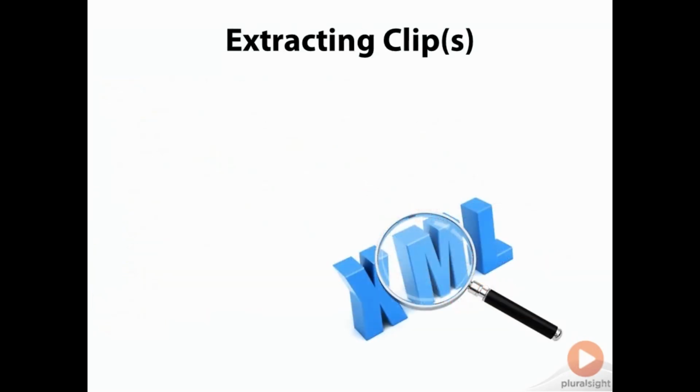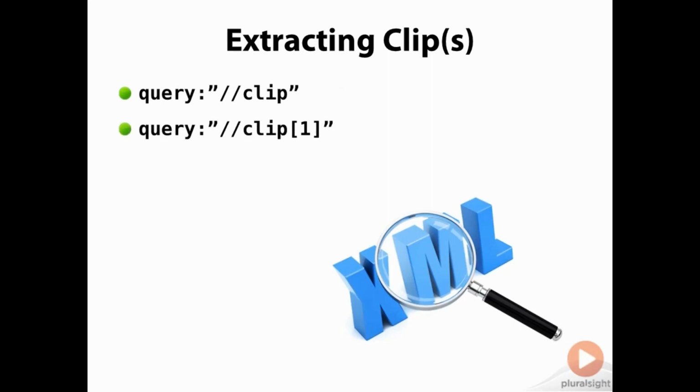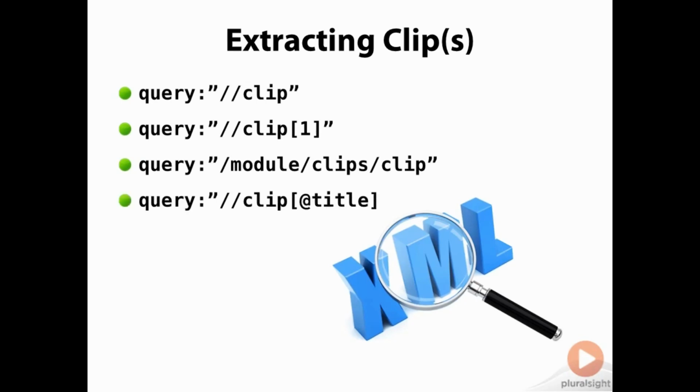So if we want our query to return all the clips, here's a couple of ways to do it. We could use double slashes and just say we want clip elements no matter where they live. We want the first clip element found. We want elements found under module/clips. And finally, we want clip elements, but only if they have a title attribute.